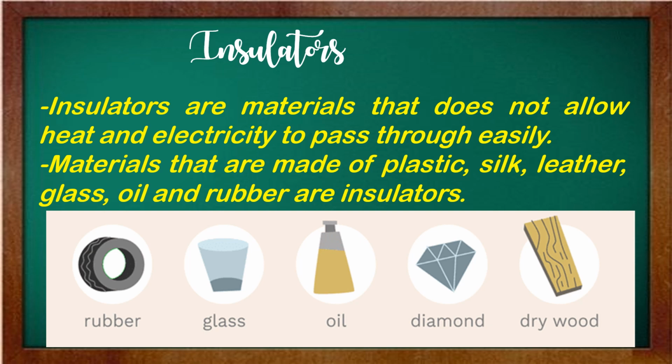Materials that are made of plastic, silk, leather, glass, oil, and rubber are insulators. So examples are rubber, glass, oil, diamond, dry wood.